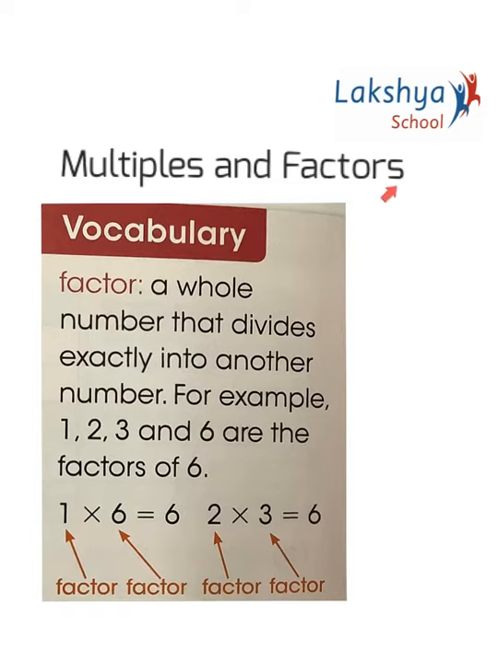Multiples and factors. Let's see the vocabulary. Factor. A factor is a whole number that divides exactly into another number. Let's take an example over here. Let's take the number 6. Let's find the factors of the number 6. We say that 1 times 6 is 6 or 2 times 3 is 6. These are the only possible factor pairs for 6. So, these 1, 6, 2 and 3 are all called the factors of 6.